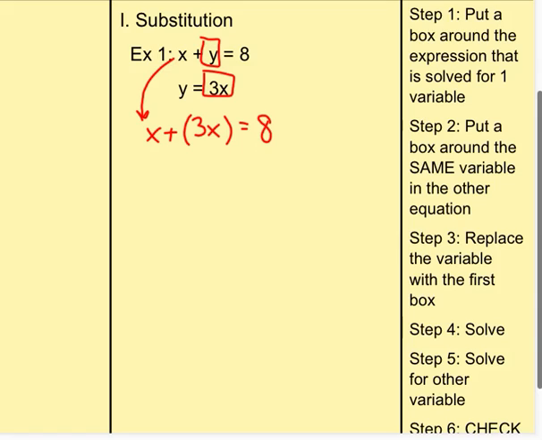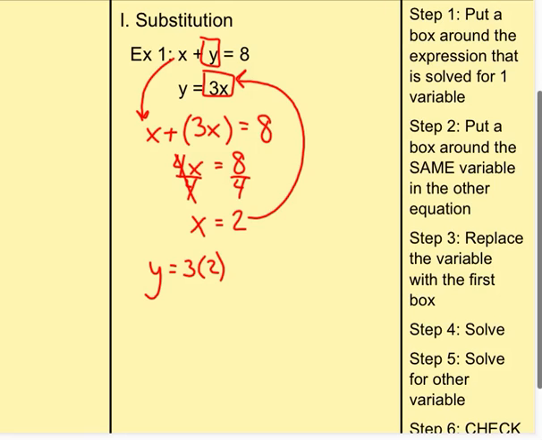All right, solve. We're going to solve it like a normal equation. x plus 3x combines to 4x. Dividing both sides by 4, following the golden rule of algebra, we get x equals 2. Step 5, solve for the other variable. What you want to do is use the equation that's already solved for y. We could use the first equation, but we'd have to do a little bit more work, so it's just a lot easier to use the one that's already solved for y. So now we're substituting 2 for x, and we get y equals 6.